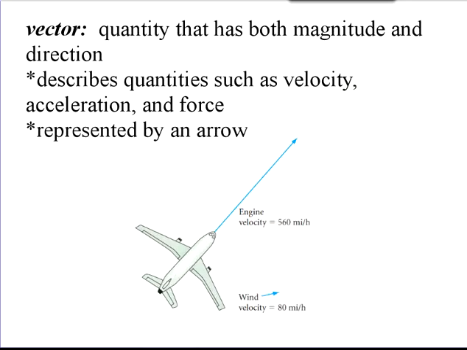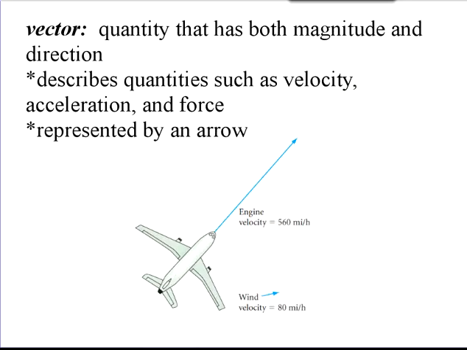If you notice, there's a picture of a plane. They talk about the engine velocity at 560 miles per hour, and then you also have a wind velocity of 80 miles per hour in the direction that they give you here. When the wind affects your plane, it's going to push the course of the plane. The plane will not be going in this straight direction as it appears here. What's that wind going to do? It's going to move it a little bit to the right.